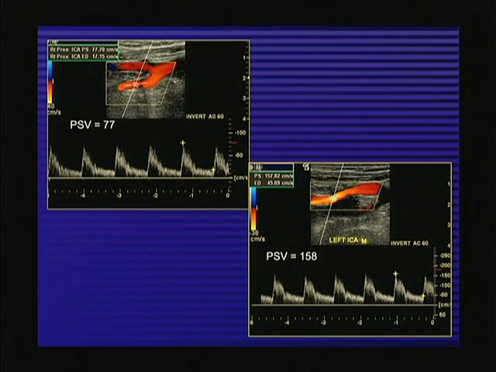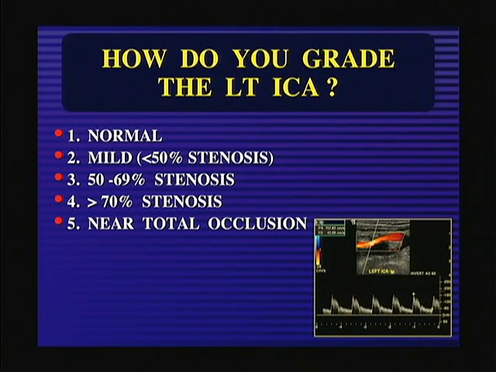Here's the right side. Peak systolic velocity in the internal is 77, and going back to that area in question, it's 158. So again, how would you treat this lesion? You're going to call it normal? Well, I don't really see much plaque there. Is it a mild stenosis? I've got a velocity of 158. Is it 50 to 69%? Is it greater than that, or do we call it a near total occlusion?